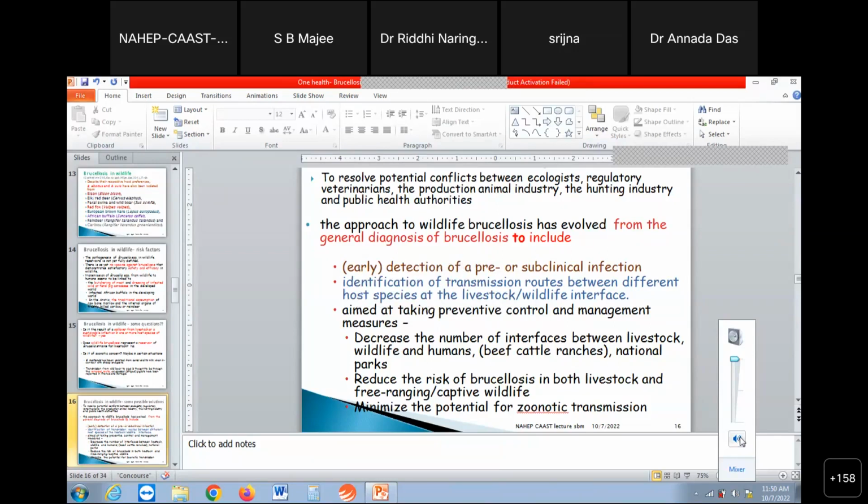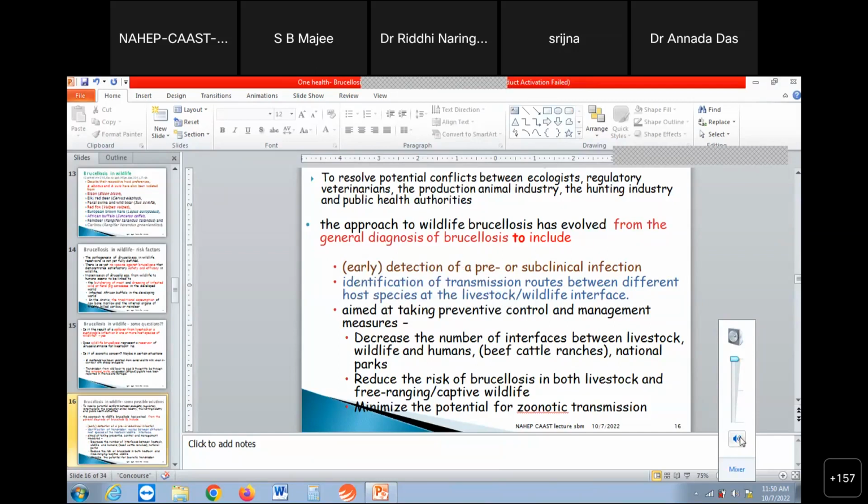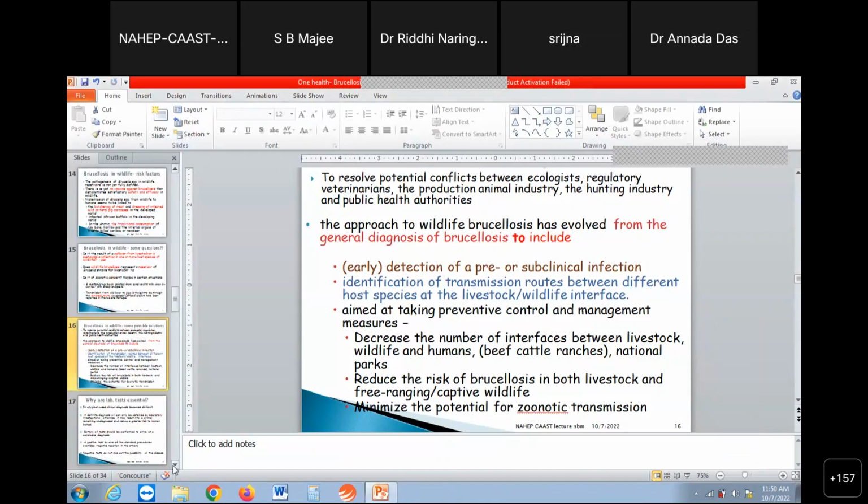Now this particular slide is more towards how to manage the interface between the forest, the domestic animals, wildlife and the human beings staying close by. This is a very glaring example because we are already facing this problem in our country in most of the national parks. And this is where we need to understand how to reduce these populations and reduce the chances and risk of brucellosis spreading into human beings.